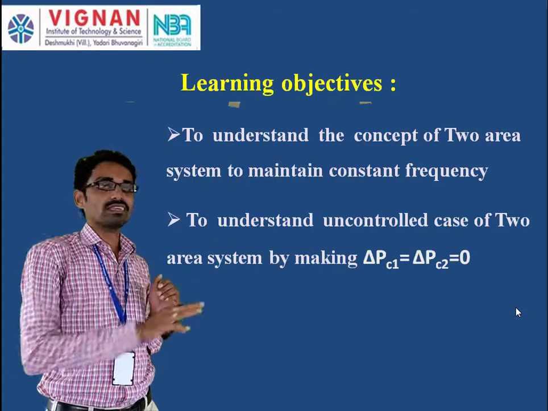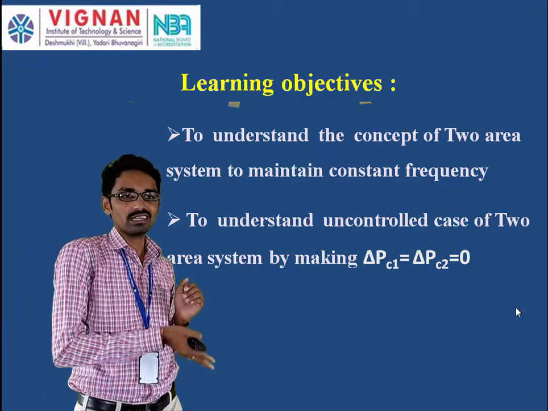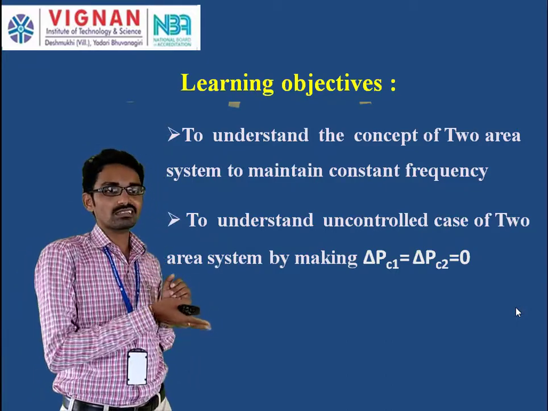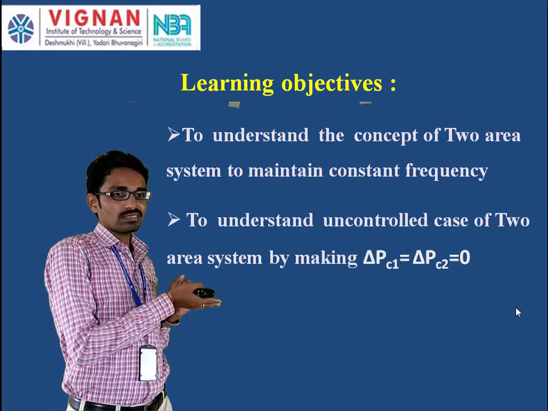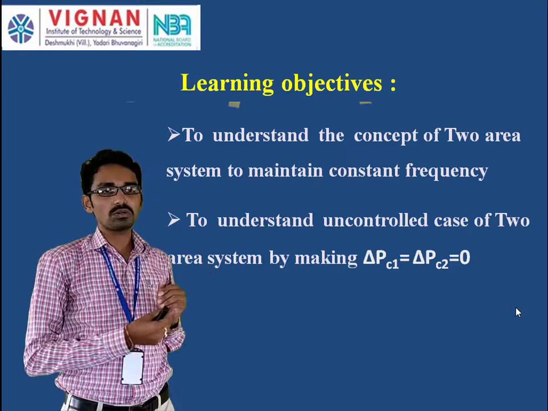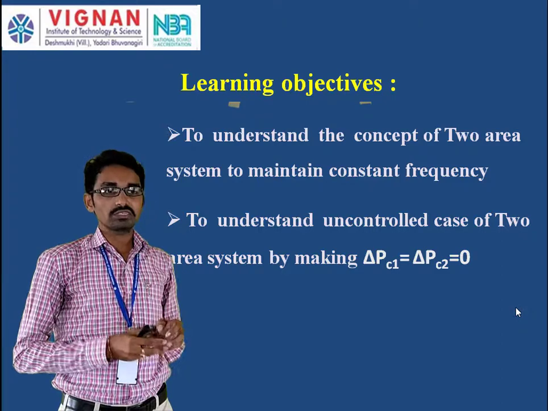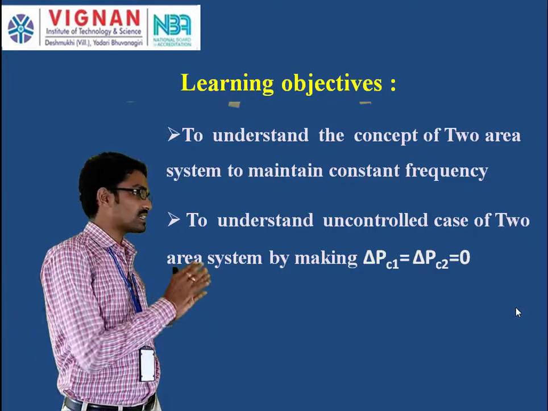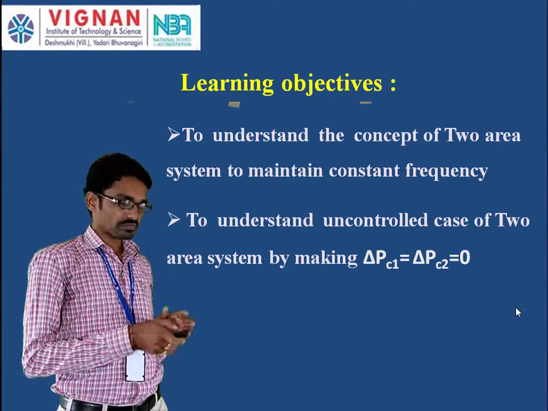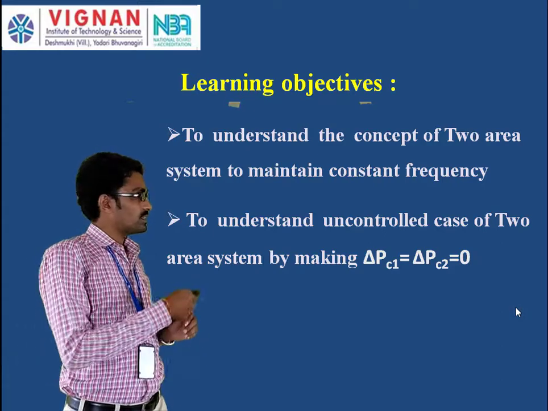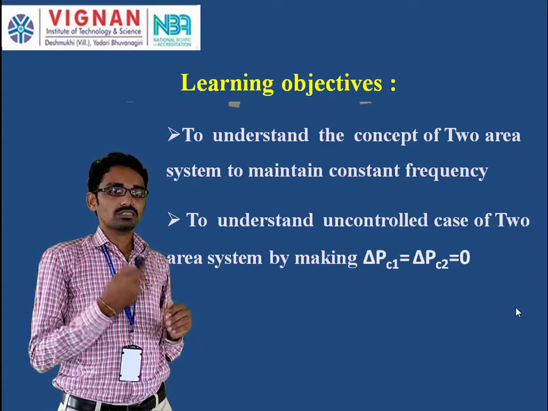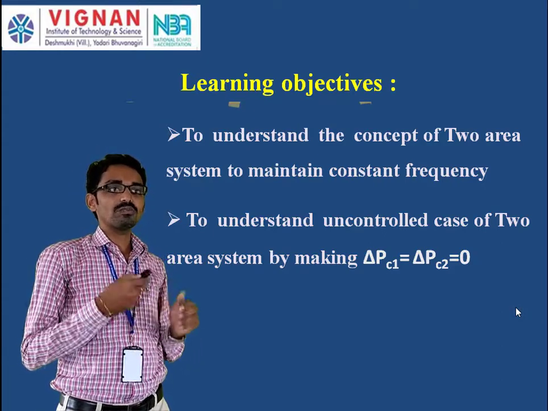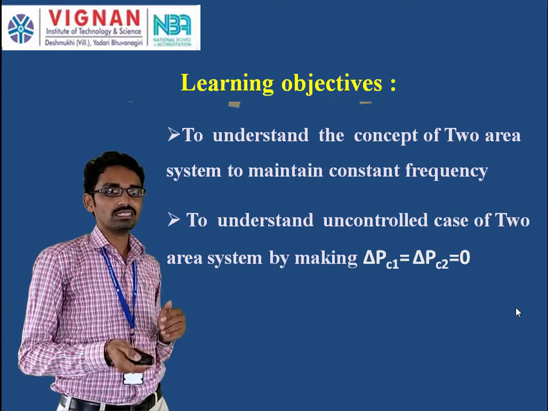As in the case of single area system, what did we do there? In that single area system, we just substituted delta PC equal to 0 in the uncontrolled case. So in the uncontrolled case, we placed delta PC equal to 0. That is the two area system concept, and how to maintain the constant frequency is what we are going to see here.